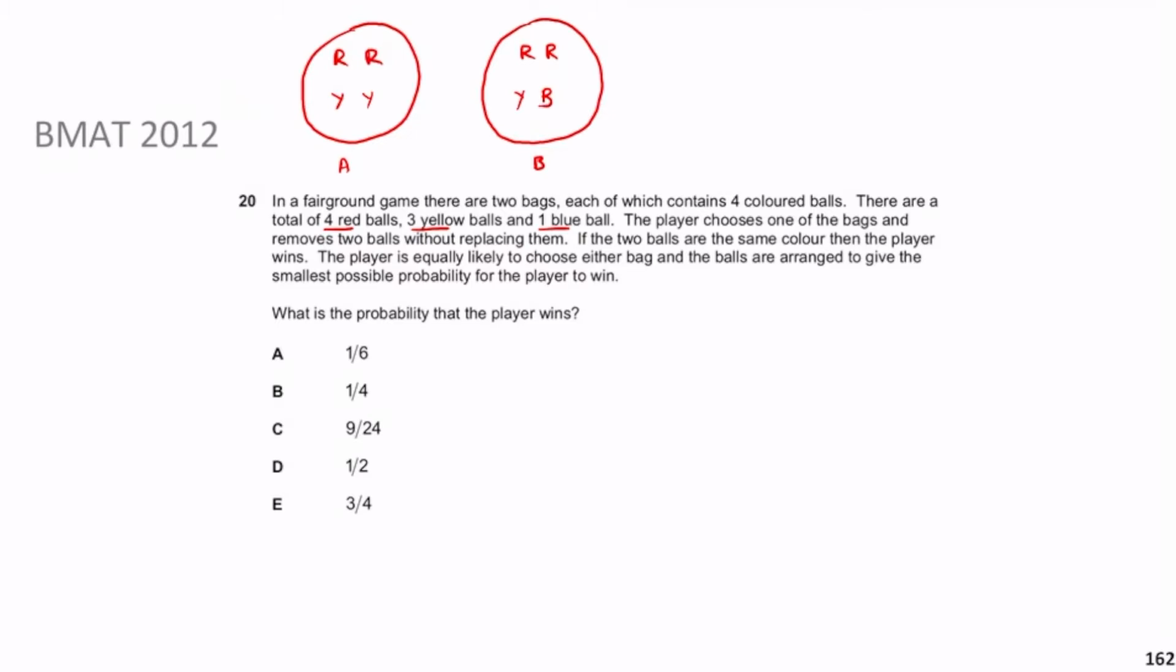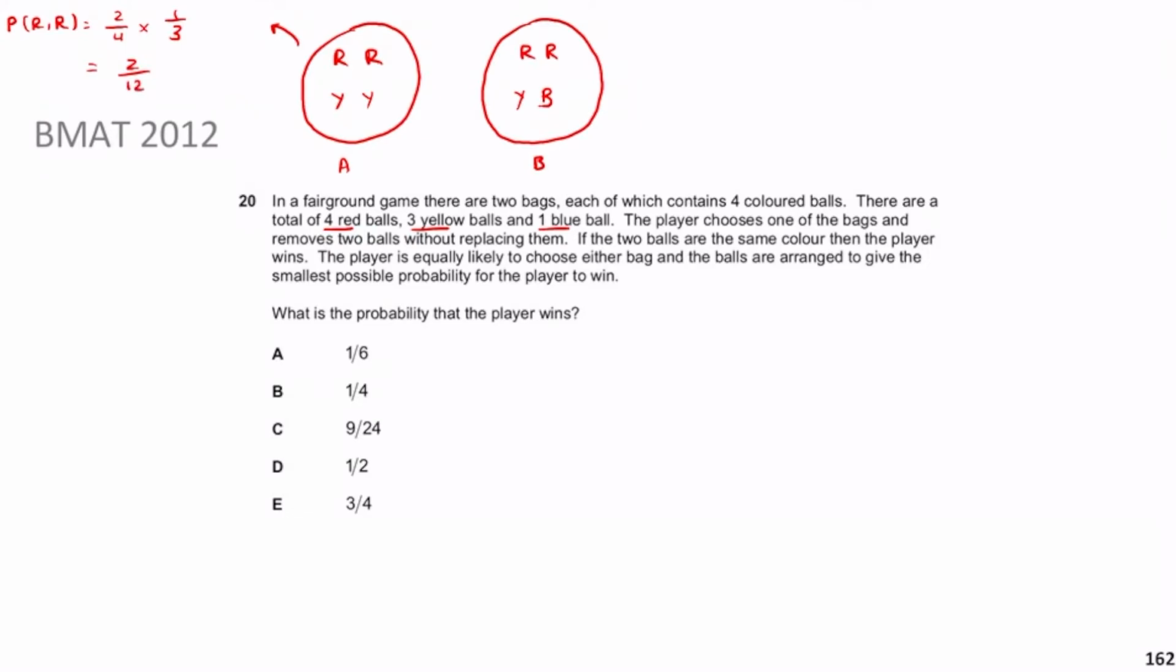So let's see what's the probability that the player would win from bag A. The way the player can win from bag A is if they get 2 reds, right? So the probability of a red and then a red: the probability of getting a red in the first go is 2 out of 4, basically half, times the probability of getting a red the second time, which is 1 out of 3, because you've already taken 1 red ball in the first go, so you only have 1 left now, and it's out of 3 balls in total. So that's going to give you 2 out of 12.